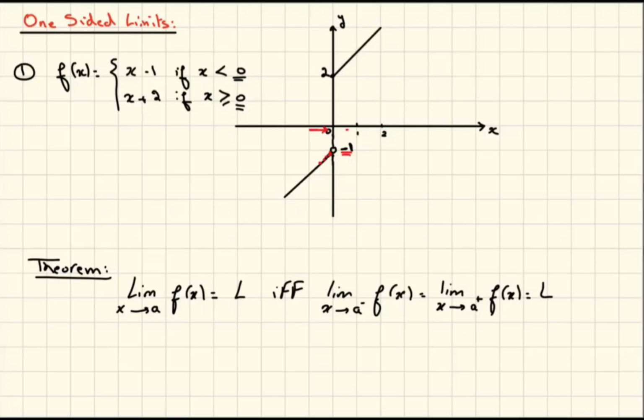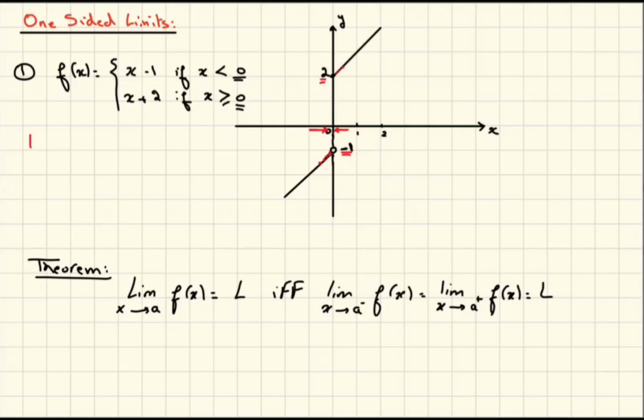Now, when we're talking about the right side, I need to check these points that are getting really close to the value 2. So the limit as x approaches 0 from the right side is going to be 2. In this case, the two limits are not equal from the right side and the left side of 0. Then we say the limit does not exist.